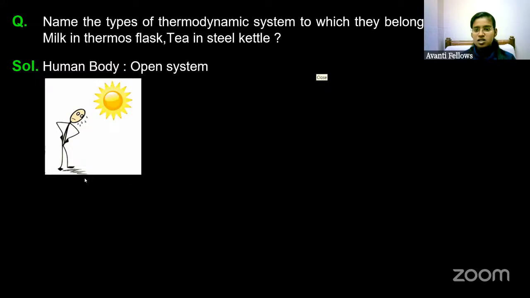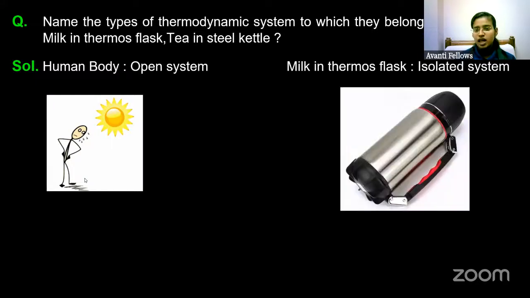Okay. So Rakshita is saying that the milk in thermos flask is an isolated system. Very good. That is the correct answer. Thermos flask is an isolated system. What about the third one? Tea in steel kettle.